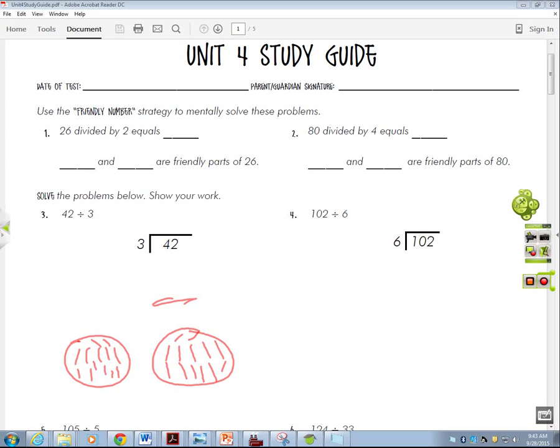And then we would count them. 1, 2, 3, 4, 5, 6, 7, 8, 9, 10, 11, 12, 13. And then it would be 13. Okay, so you got there. Good. Now do this one, number 2.